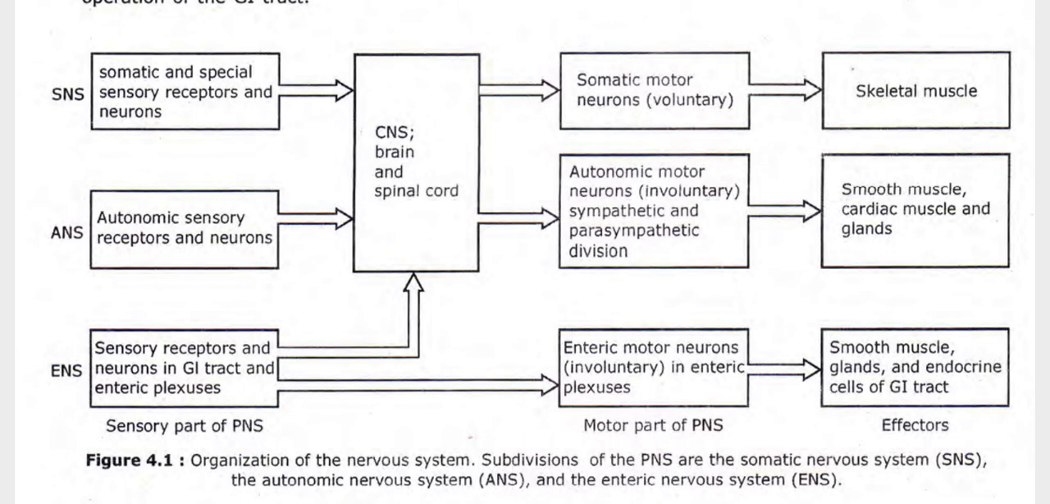Later, the CNS transforms to somatic motor neurons, voluntary, skeletal muscle; autonomic motor neurons, involuntary, sympathetic and parasympathetic division, to smooth muscle, cardiac muscle and glands. Then enteric motor neurons, involuntary, in enteric plexus, motor parts of PNS, to smooth muscle, glands and endocrine cells of GI tract. These are the effectors.